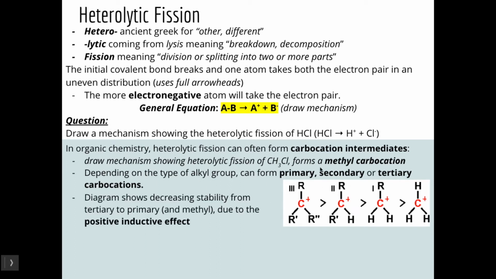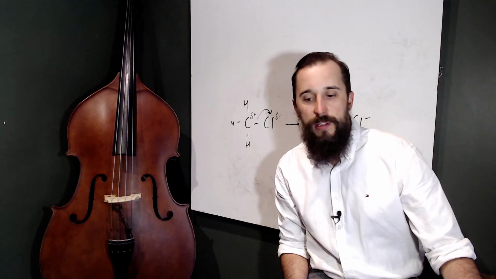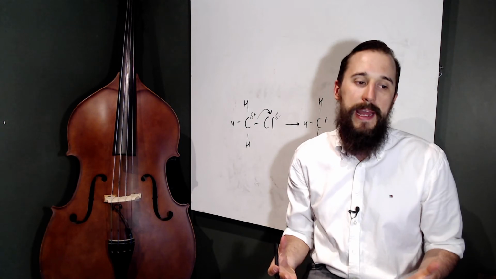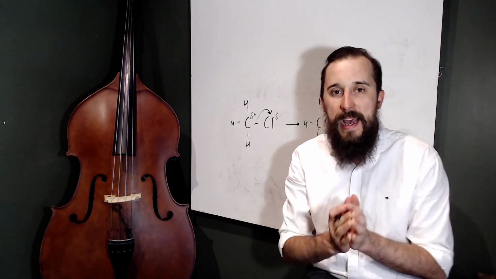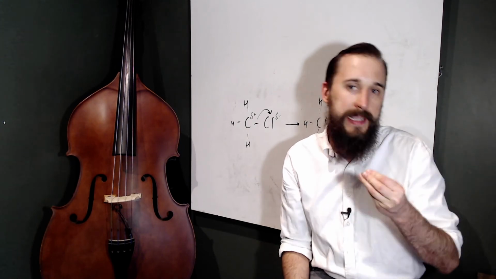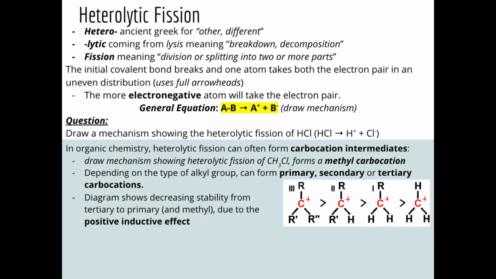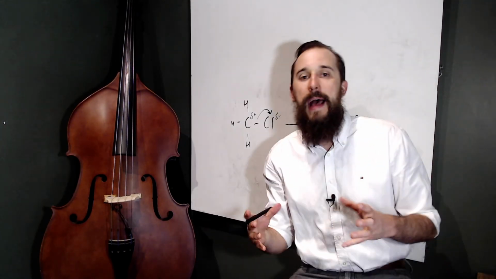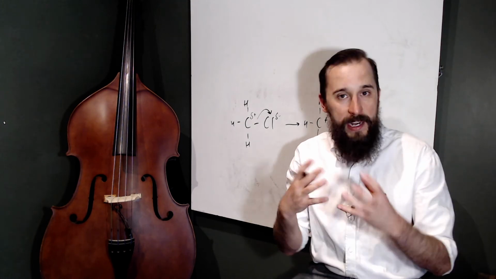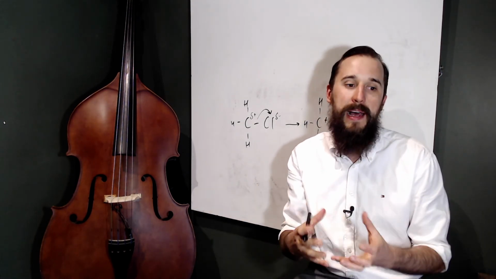Now these stabilities, things with a positive charge tend to not like having a positive charge. They want to be neutral again. So depending on how many other alkyl groups are attached to our carbocation will dictate how stable that carbocation is. And this is all due to something called a positive inductive effect. We'll talk about that in just a second, but we can talk about the trend. If we have a carbocation with more alkyl groups, that's going to be more stable than one with less alkyl groups. And it's all to do with the fact that the other carbons have electron density in their inner shell electrons that they can donate to help stabilize that positive charge.